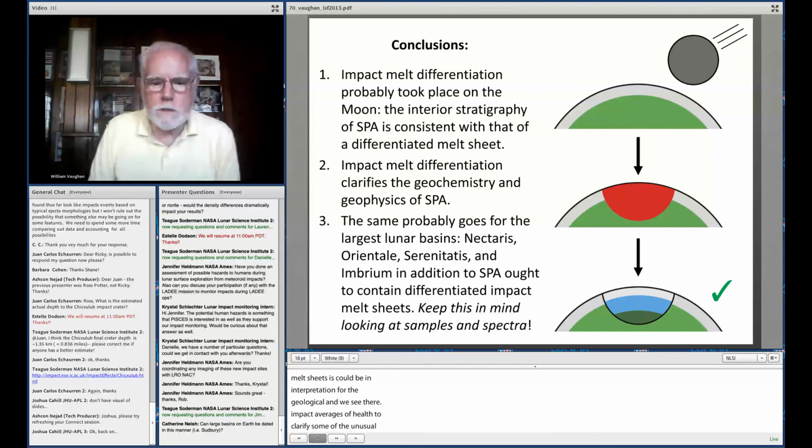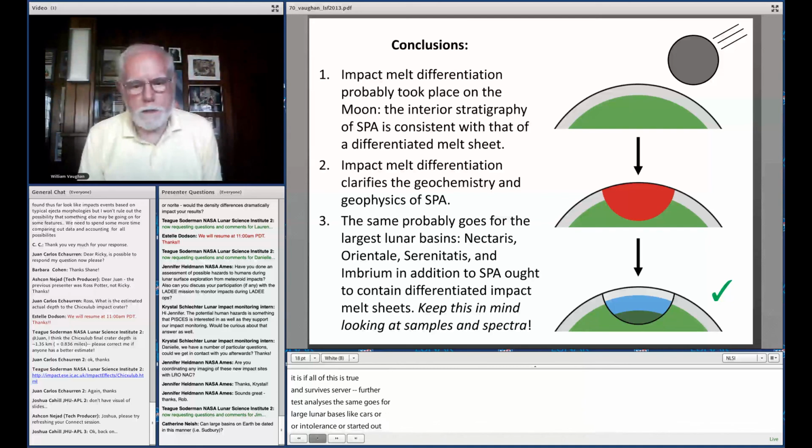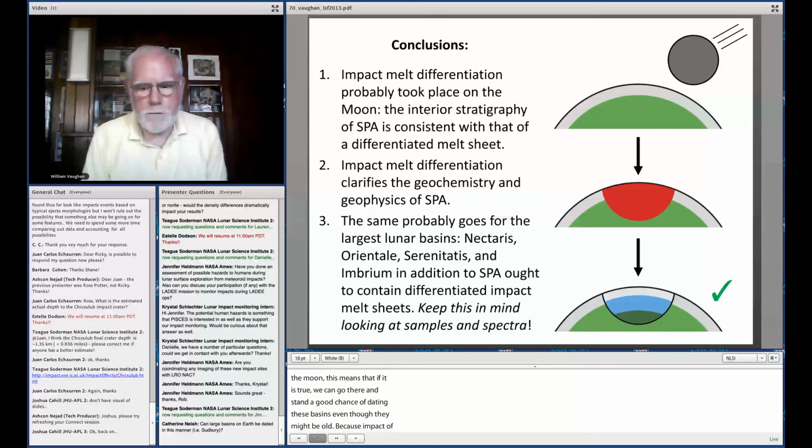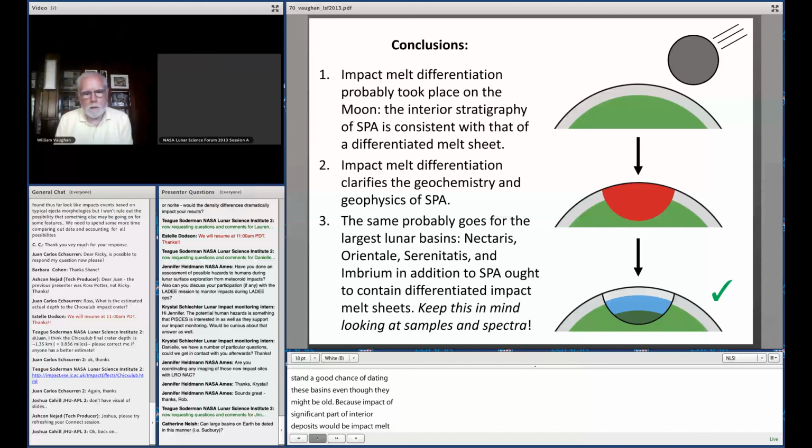And the interesting thing is that if all of this is true and survives further tests and analyses, then the same probably goes for the largest lunar basins like Nectaris, Oriental, Serenitatis, and Imbrium. These ought to contain differentiated impact melt sheets too. And this is really important. We can test this looking at spectra and do modeling of impact melt differentiation there. But even more importantly, in terms of our quest to understand the chronology of the Moon, this means that if this is true, we could go there and stand a good chance of dating these basins, even though they might be really old, because a significant part of their interior deposits would be of impact melt origin. Thank you very much.